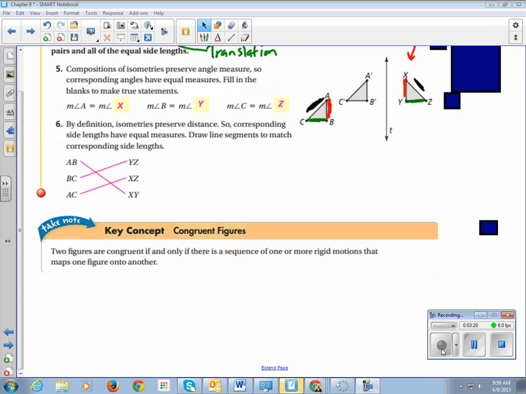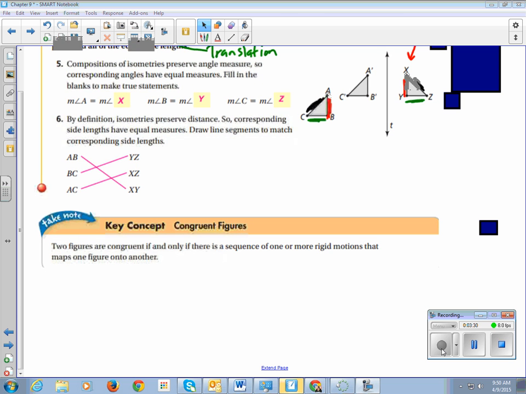All right, so when we're looking at our key concept of congruent figures, two figures are congruent if and only if there is a sequence of one or more rigid motions that maps one figure to another. So as long as the motions are rigid and we're not changing the size or shape of our figure, then we're going to get two congruent figures.